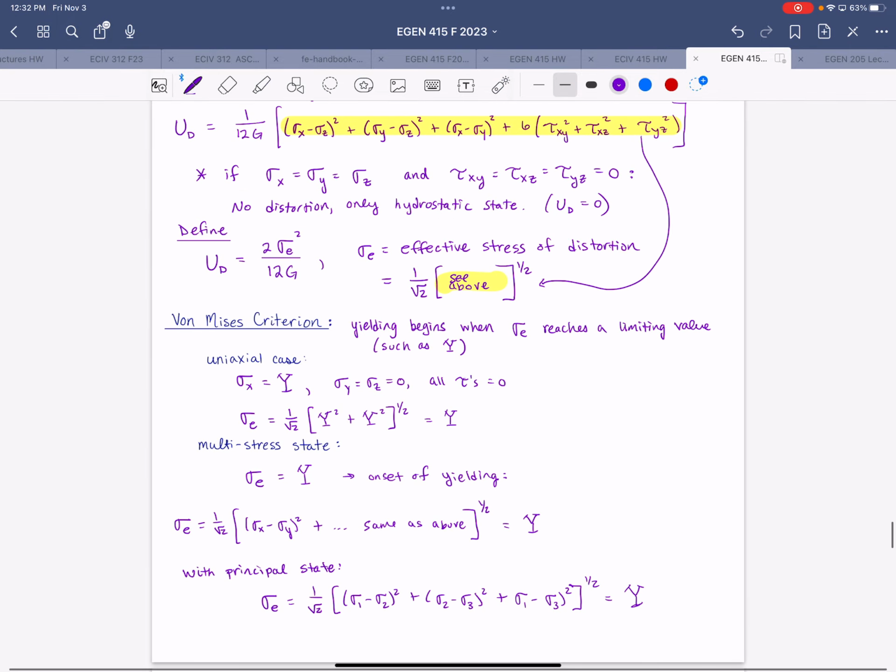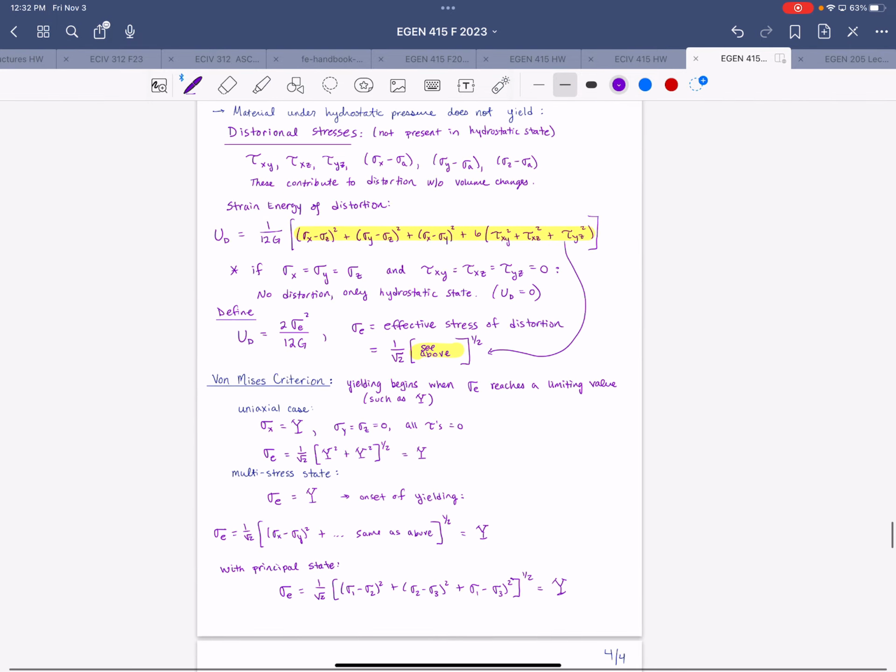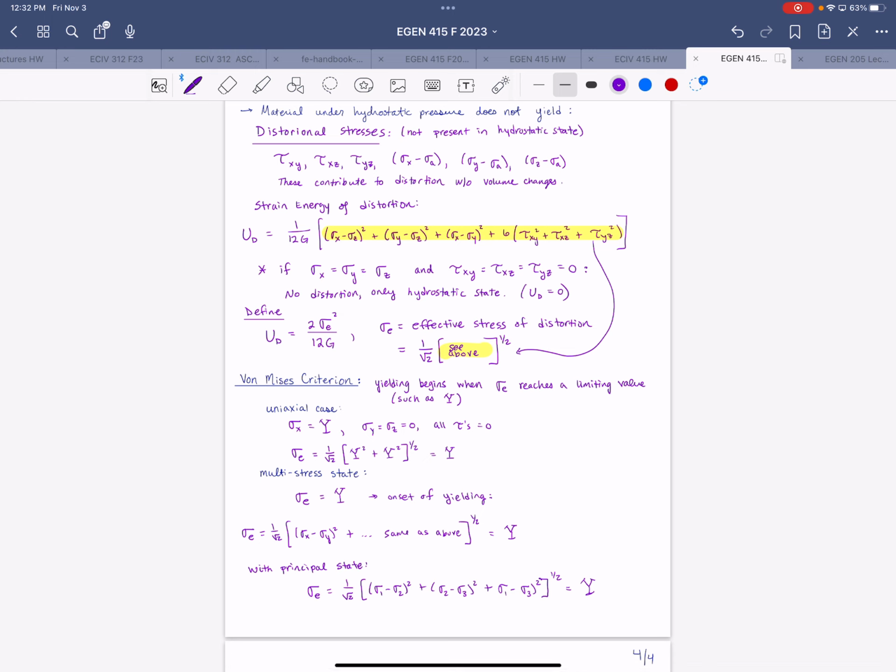All right, so just to quickly summarize this page, I know it feels like it's probably all over the place, but we're basing all of this on the fact that a material under hydrostatic pressure does not yield. So if we define all of the stresses that are not included in the hydrostatic state, which are the distortional stresses, and define the strain energy associated with those stresses, then we can use that to define the point of failure, right? Questions? Okay. I know these theoretical lectures are so fun.